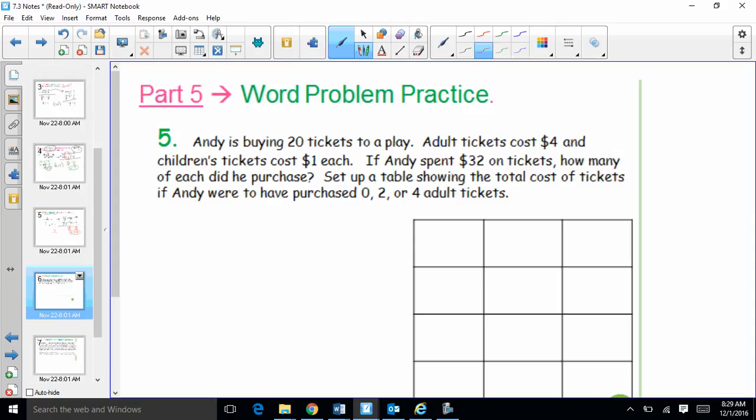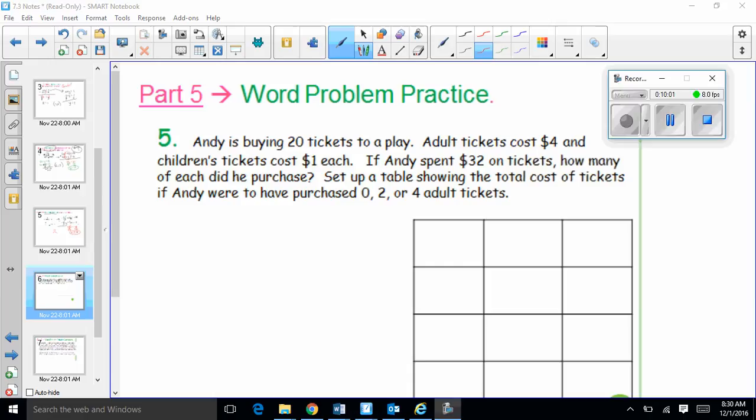All right, word problem practice. Andy is buying 20 tickets to a play. Adult tickets cost $4 and children's tickets cost $1 each. If Andy spent $32 on tickets, how many of each did he purchase? Set up a table showing the total cost of tickets if Andy were to have purchased 0, 2, or 4 adult tickets.